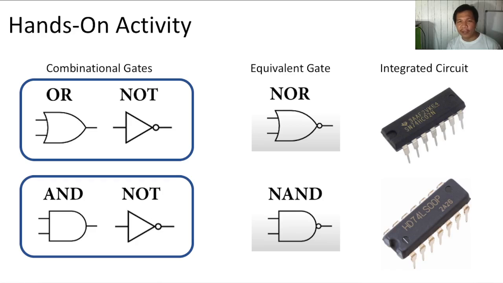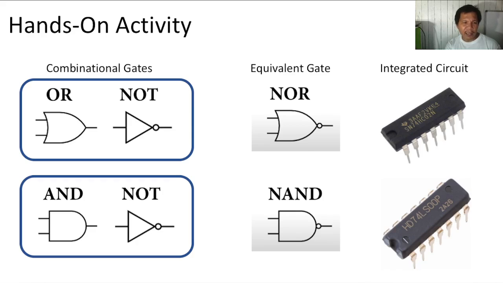Okay, now for your hands-on activity. We will be combining two gates. For example, if we combine the OR gate and the NOT gate, you will get the NOR gate. NOR means not OR. So the symbol for the NOR gate is an OR gate with a bubble at the output. So take note of that. An OR gate with a bubble at the output is a NOR gate.